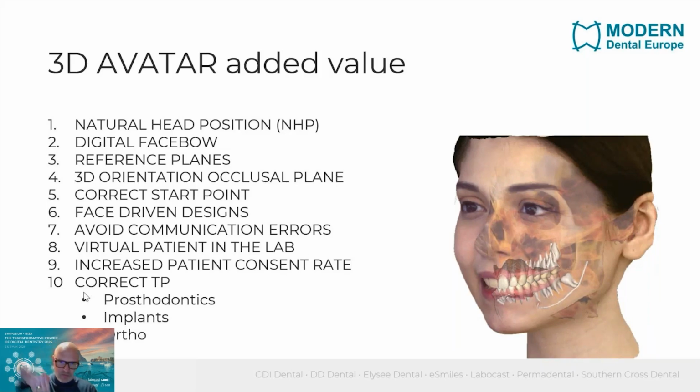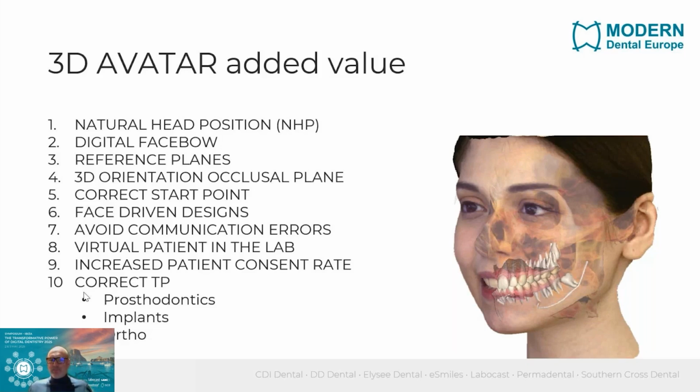If the inclination, the axis of the front teeth, for instance, is not perfectly aligned, which is virtually impossible on a 2D image, you don't have the correct start point, and actually you cannot really evaluate a treatment plan. So this is really an added value to have this correct 3D orientation and this digital face bow. On top, you have all the reference planes, and of course, your designs can start now facial driven.